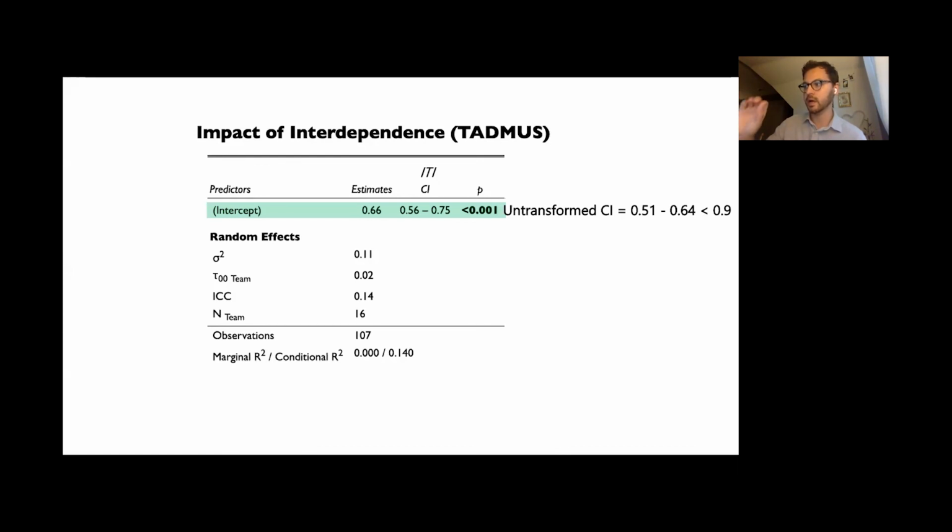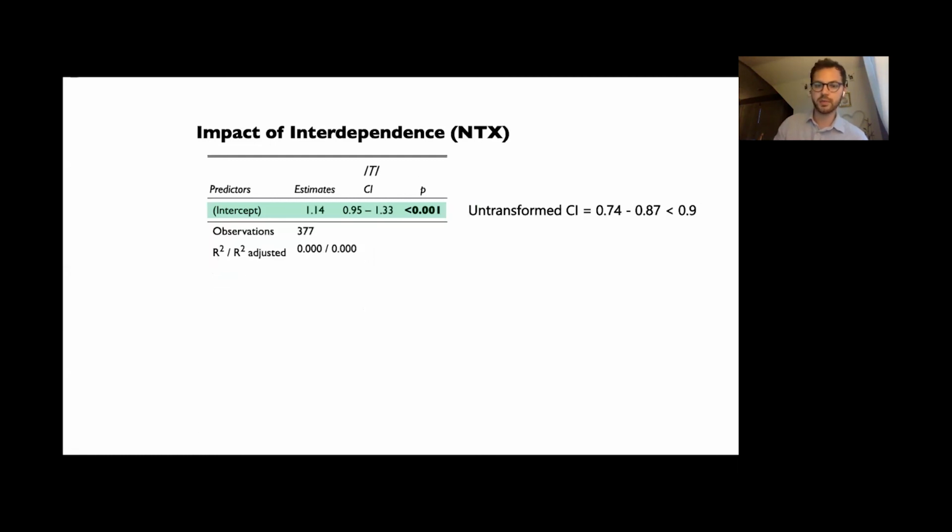So here we're seeing that the confidence interval around this ITI value is 0.51 to 0.64. And that's well below 0.9, suggesting that this was a significant result and significantly impacted by interdependence. We see something similar for the Nefertex data, though the value is higher, so it's much closer to our threshold, 0.74 to 0.87.